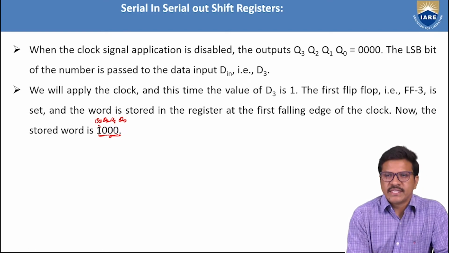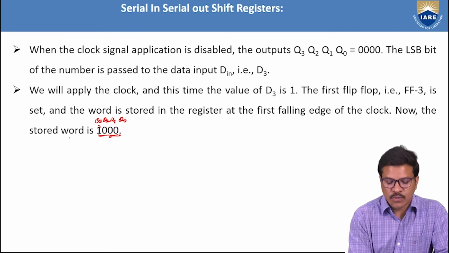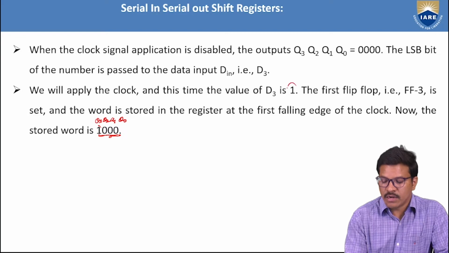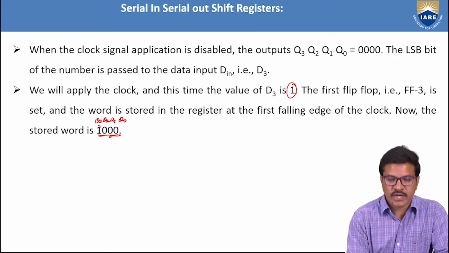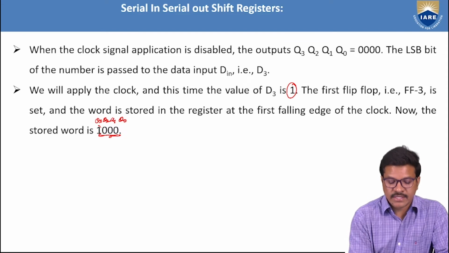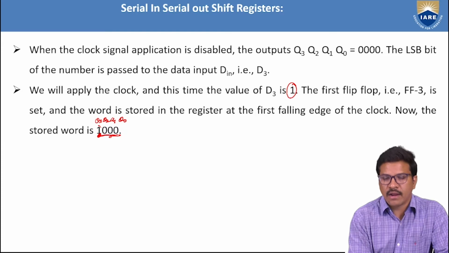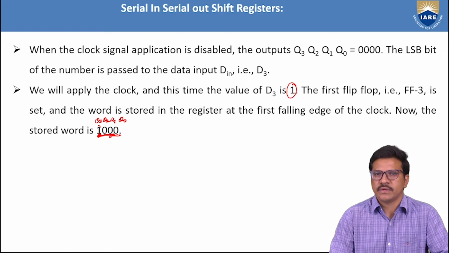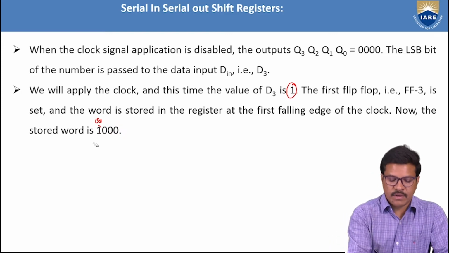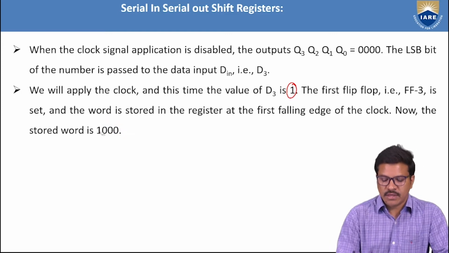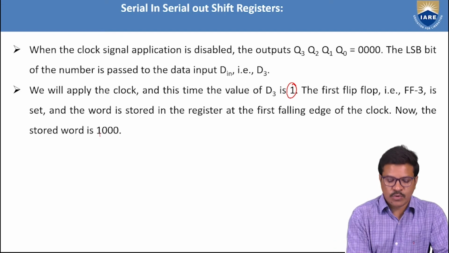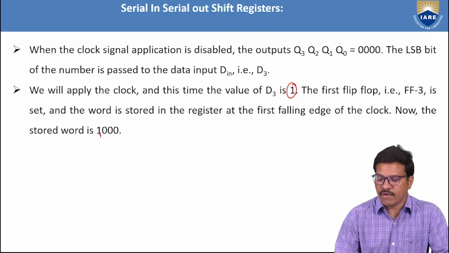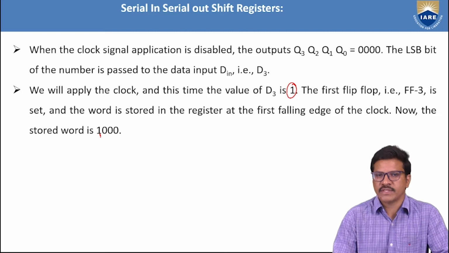So the data is passing through serially. Whatever logic 1 is available at D3 in the first clock, the falling negative edge, that data is available at the first output Q3. All the remaining outputs are zeros. Likewise, next time this number is moved to the input of the second flip-flop, so that it will pass to the output of the second flip-flop.